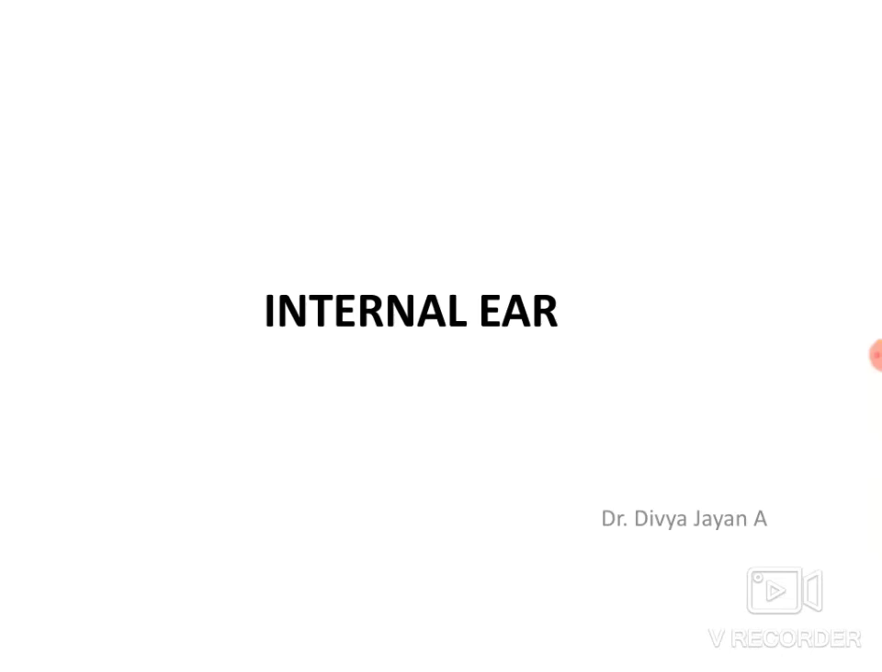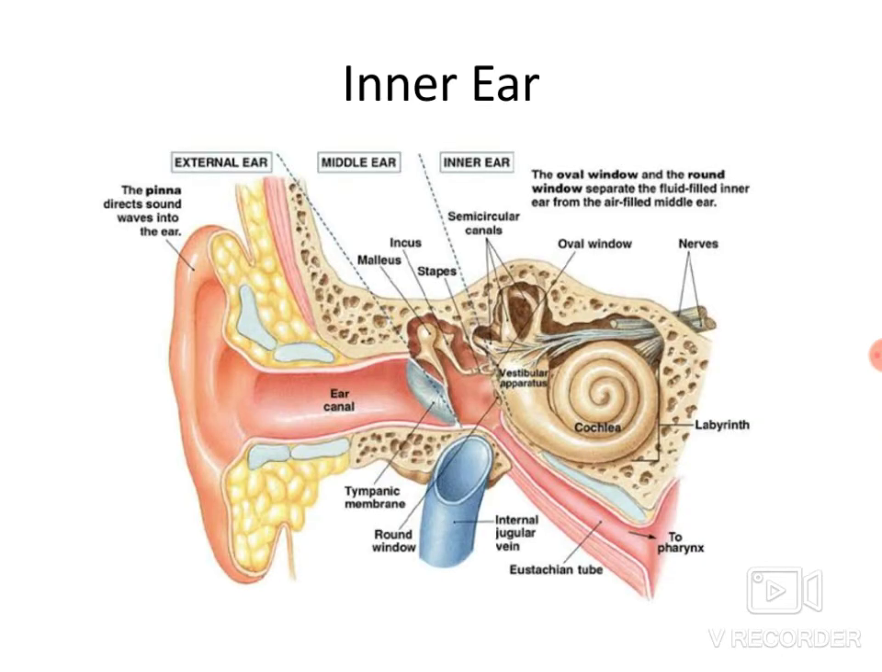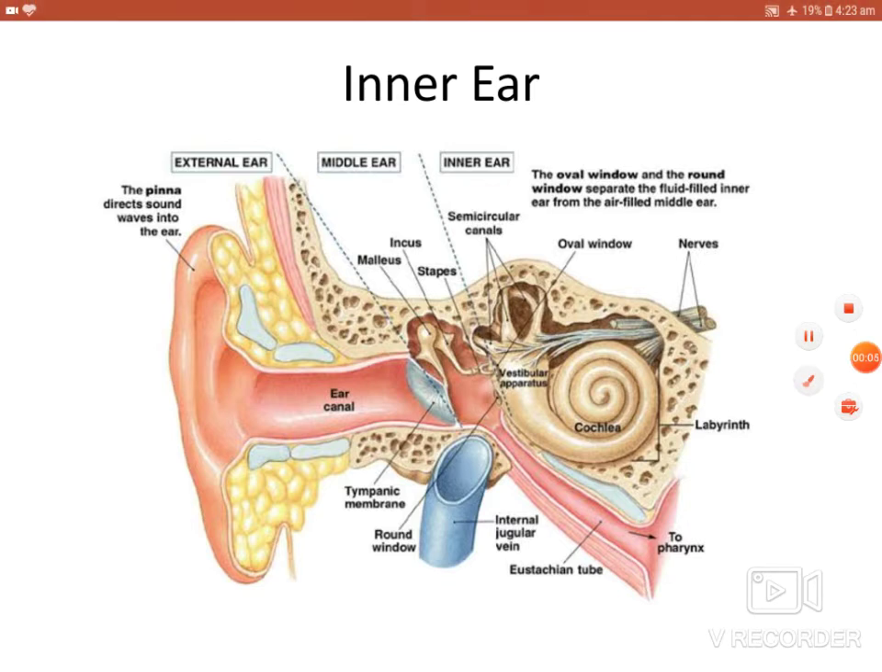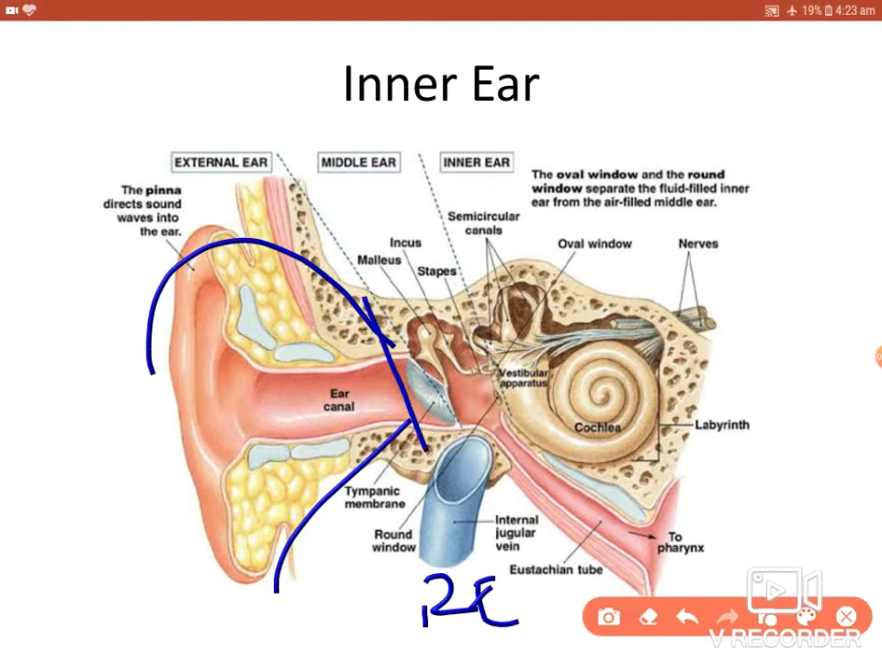Hello, here I'll discuss the anatomy of the internal ear. This is the frontal view of the right ear. The parts are: this is the external ear, this part is the middle ear. This is the inner ear, or the internal ear, which lies in the petrous part of the temporal bone and contains receptors for hearing and balance.